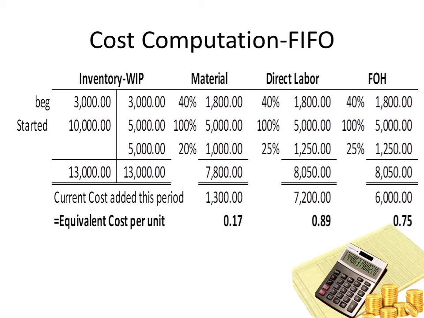Cost added at this period, at the moment it was produced, 1,300 for material. So we divide 1,300 by 7,800 so that we would determine that the per unit is only 17 cents for the direct material at that period. Then we also have the direct labor, 7,200. We divide it by 8,050. That's 0.89. And for our factory overhead, we have 0.75.